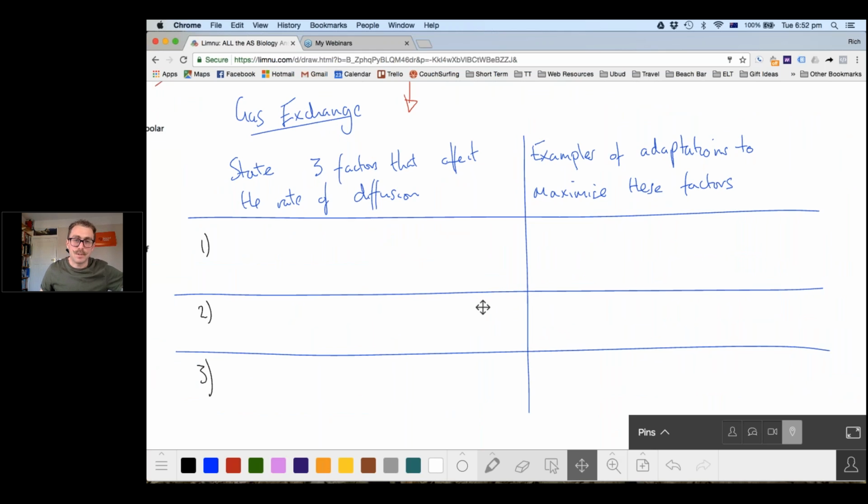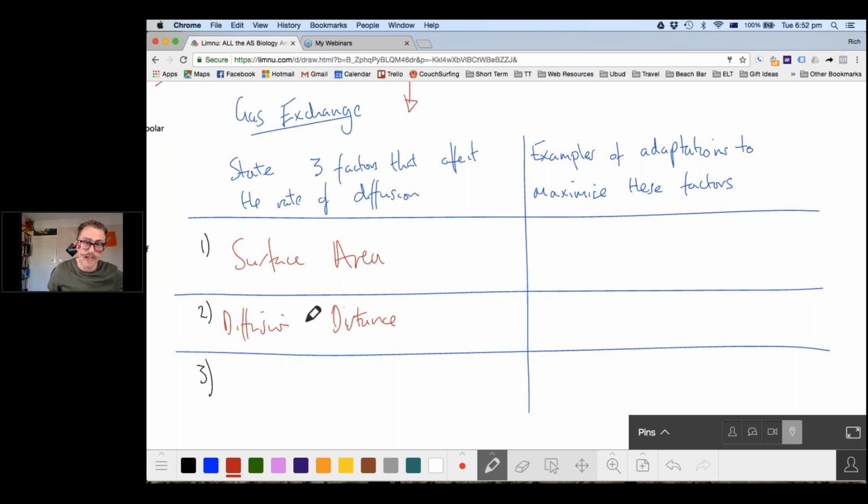Gas exchange. How are organisms adapted for efficient gas exchange? There's three major factors. It doesn't matter which order you put them in, but surface area, whopping great one. We have diffusion distance, or length of diffusion pathway, if you prefer to phrase it that way. And some people often say temperature. Temperature increases the speed of diffusion, yes, but in both directions. The last one is concentration gradient. Okay, so how are biological organisms adapted to maximize these things?